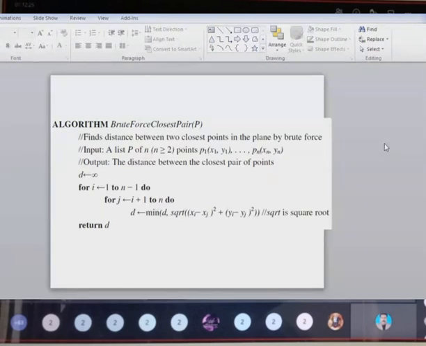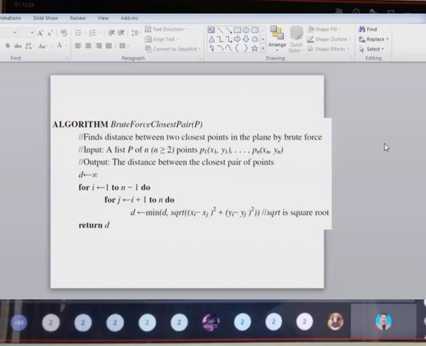N represents the number of points, so the n value should be greater than or equal to 2. The two points are x and y. Now, output will be the distance between the closest pair of points.